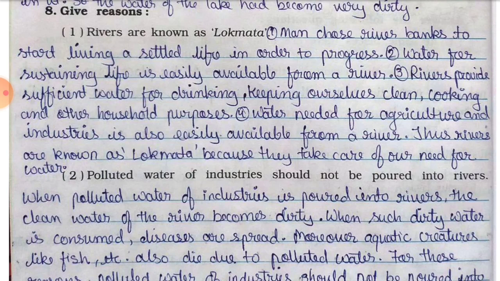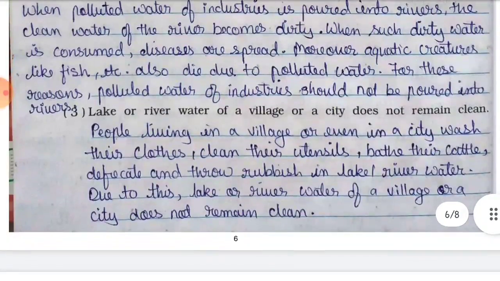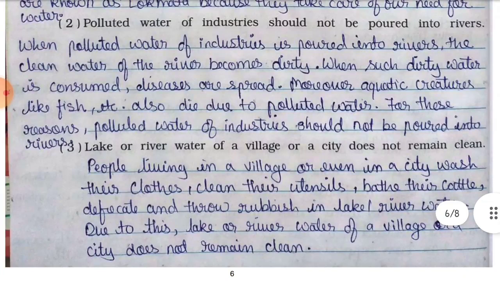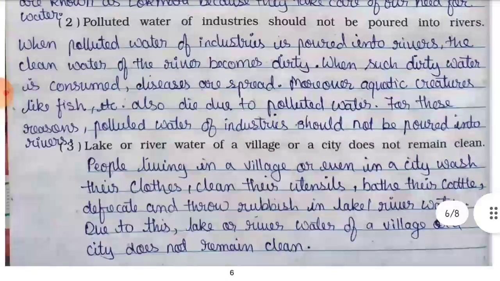Number 2. Polluted water of industry should not be poured into rivers. Answer. When polluted water of industry is poured into rivers, the clean water of the river becomes dirty. When such dirty water is consumed, diseases are spread. Moreover, aquatic creatures like fish, etc. also die due to polluted water. For this reason, polluted water of industry should not be poured into rivers.